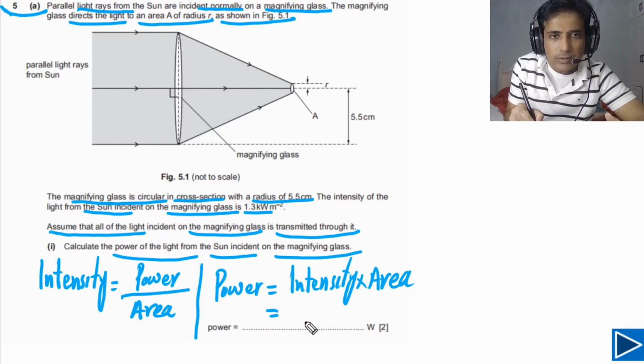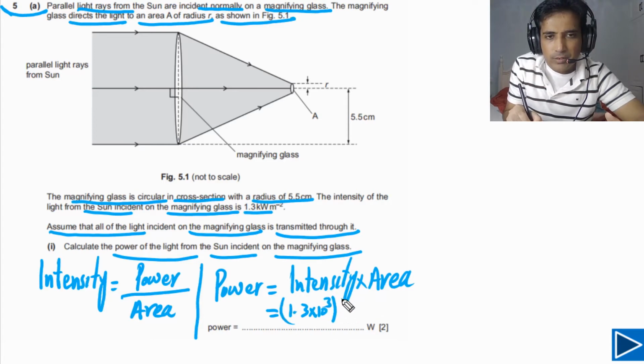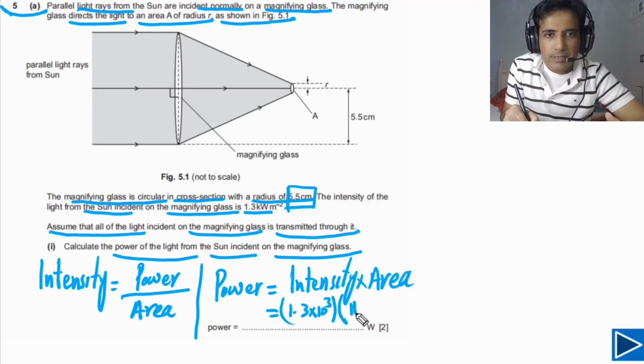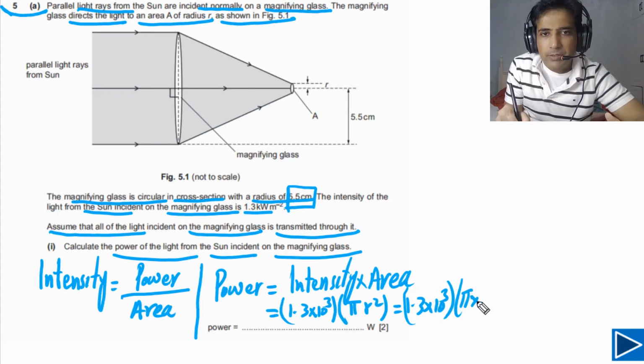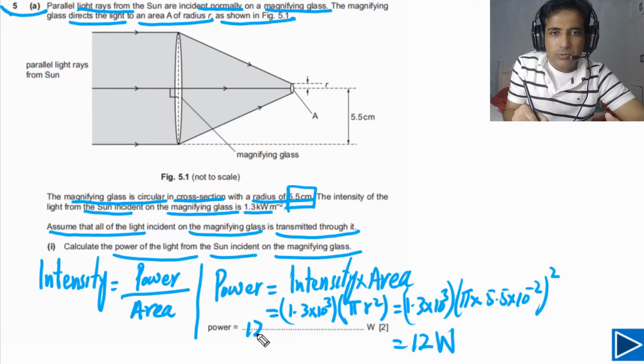Intensity is given to us. The value of intensity is 1.3 kilowatts, so we have to multiply this by 1000. And area we can calculate from here because the radius is given to us, 5.5 centimeters. So we can say pi r square, and we need to plug in the value of radius. So intensity we have here, pi is a constant, and we multiply this by radius square, 5.5 times 10 to negative 2 square. If we solve this, we will get a value of power equal to 12 watts. So the answer for this question is 12 watts.